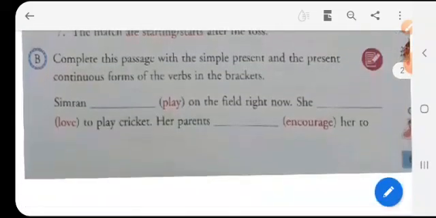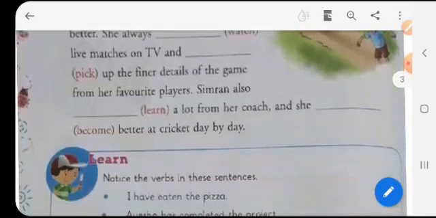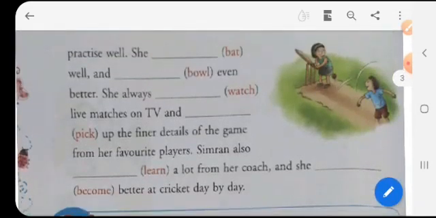Now I have done a lot of it. Now let's see what is the next question. Complete this passage with the simple present and the present continuous forms of the verbs in the bracket. Simran plays on the field right now. Right? So we can say that Simran is playing on the field right now. That means she is still doing the work. She loves to play cricket. Her parents encourage her to practice well. So go through this passage, look at what is to be used, and you can do the needful.